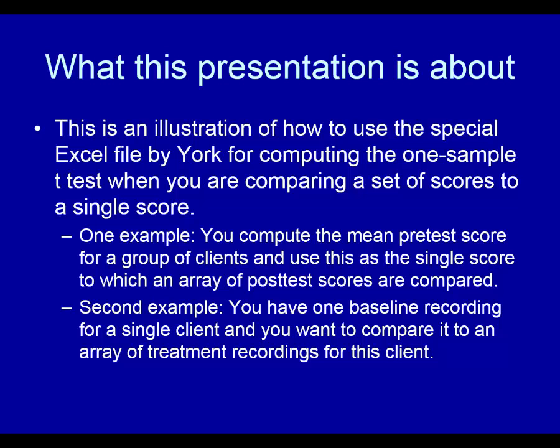One example is you compute the mean pretest score for a group of clients and use this as the single score to which an array of post-test scores are compared. Now, if you have the ability to match each person's pretest score with each person's post-test score, you would be better advised to use the paired t-test. This is where you cannot do that, and therefore you simply compute a mean pretest score, use that one score for comparison to all of the post-test scores in your data. A second example is you have one baseline recording for a single client and you want to compare it to an array of treatment recordings for this one client.